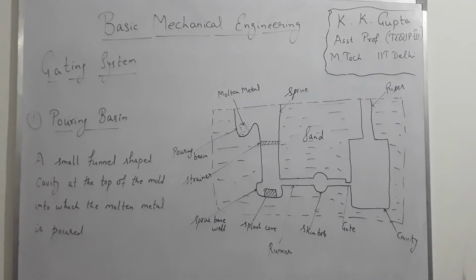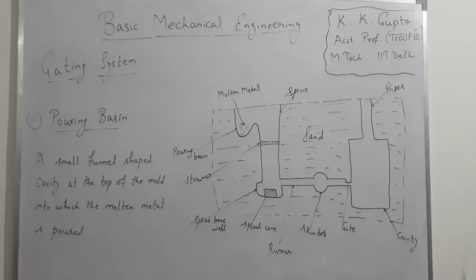In this system, the molten metal is poured in the pouring basin. Through the sprue, it enters the sprue base valve, which changes the direction to the runner, and finally from the gate it enters the cavity, where it starts solidifying. During the solidification, it starts shrinking and the required metal is fed through the riser.